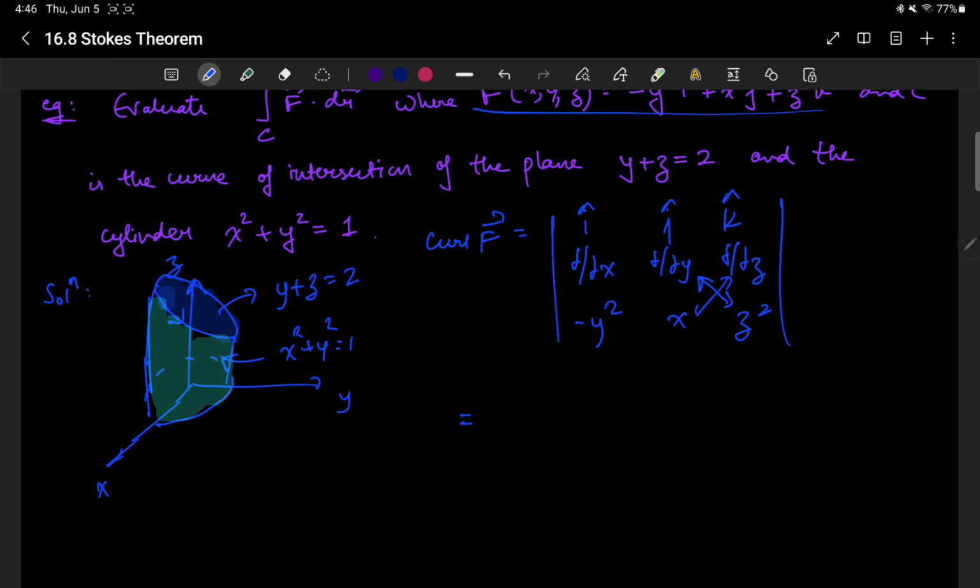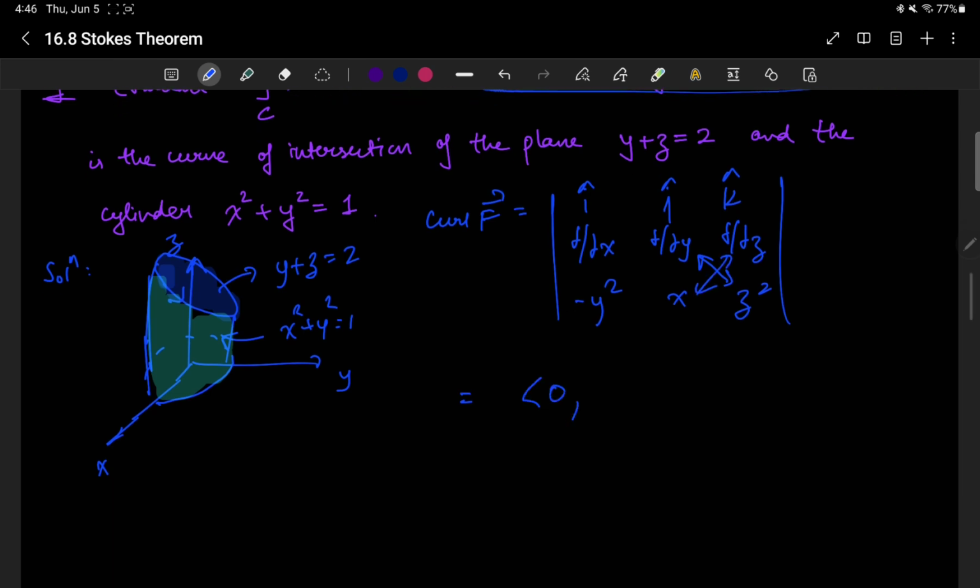Partial z, that's 0, and that's 0. So there's nothing in the i cap direction. For j cap, again, partial of x is 0, partial of z is 0. So nothing in here. For k cap, partial of x with respect to x is 1, and this is partial of negative y squared with respect to y. So we have 1 minus 2y. Oh, but there's another subtraction in there, so it becomes a positive. Which means curl f is a pretty straightforward 1 plus 2y.